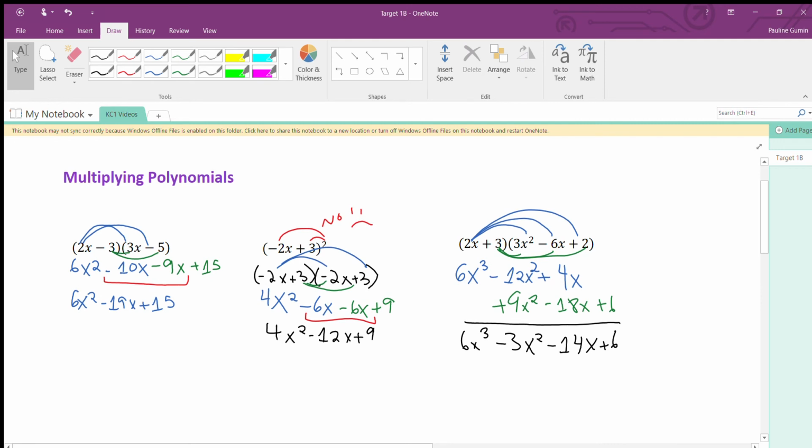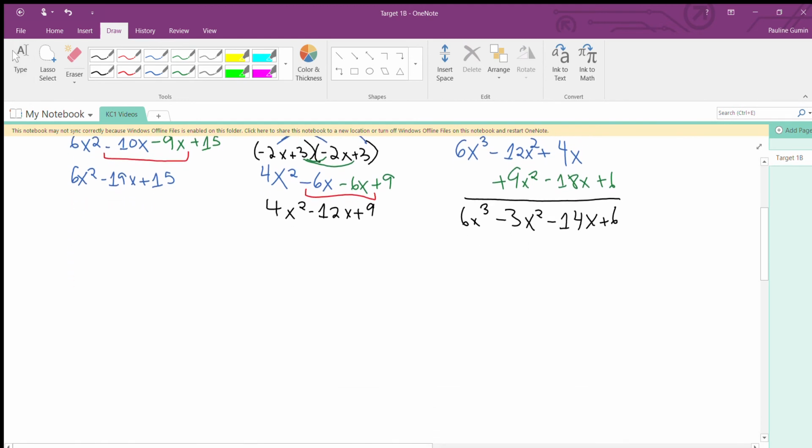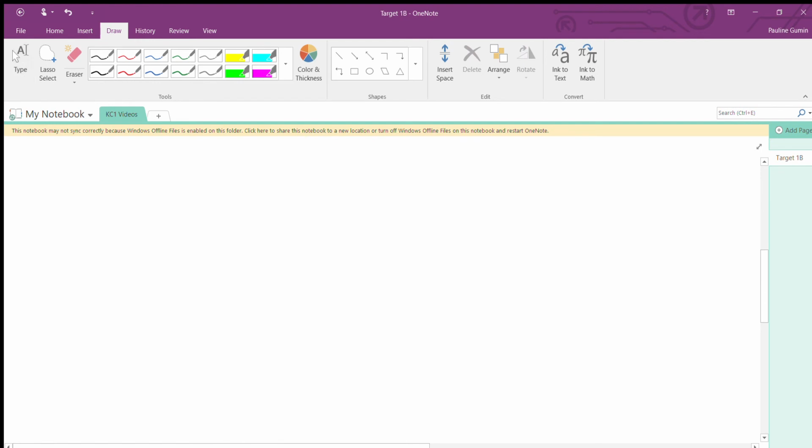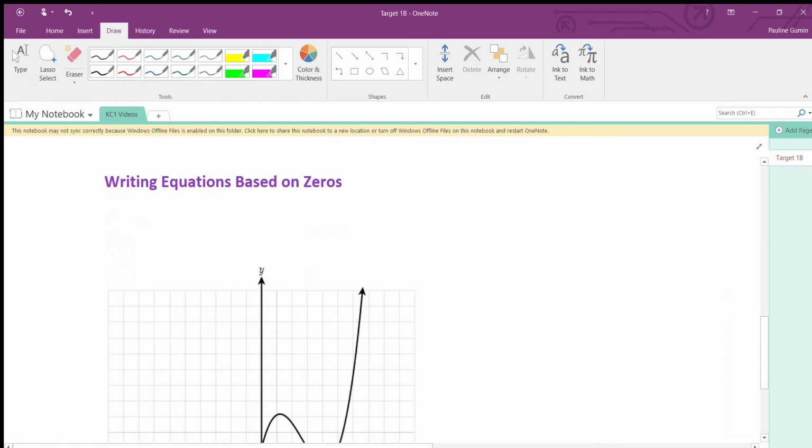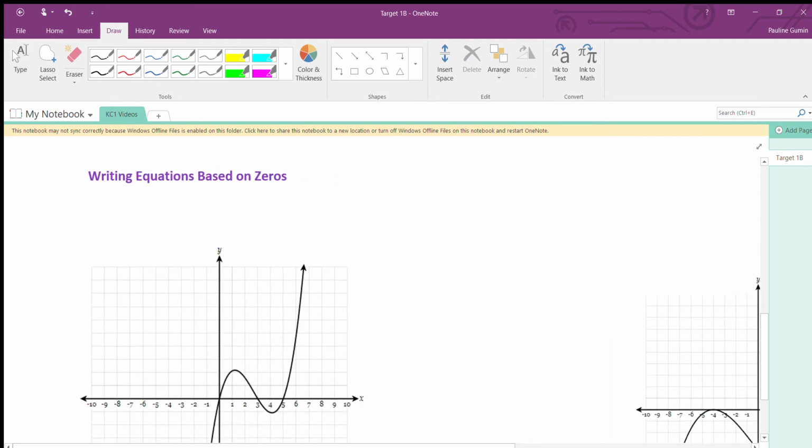All right, so that's multiplying polynomials. If you have questions about that, make sure to ask myself or your teacher about it. The second part of target 1b is writing equations based on zeros.